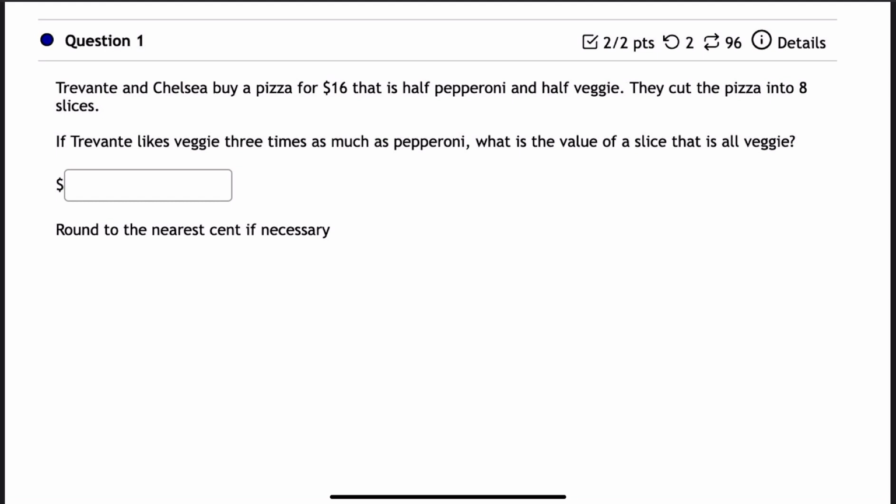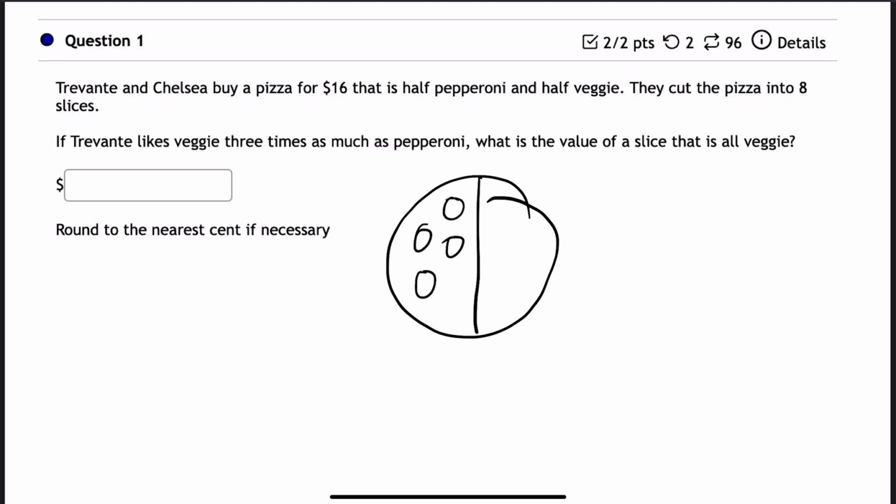Think about what's happening. So if I draw an image of a pizza, and we know that pizza is cut in half, so one half of it is pepperoni and the other half is veggie. We also know that there's 8 slices, and that one of the slices is going to be completely veggie. So I would assume that it's probably cut something like this.